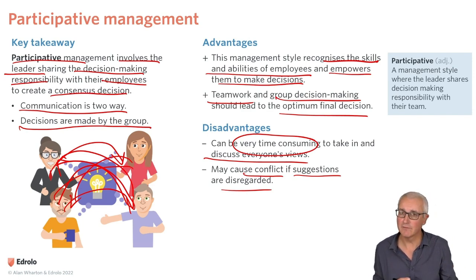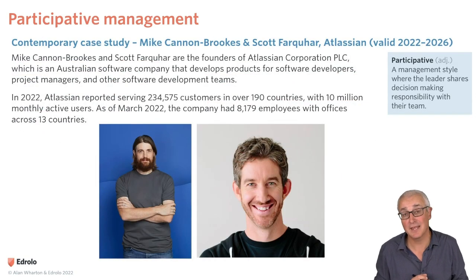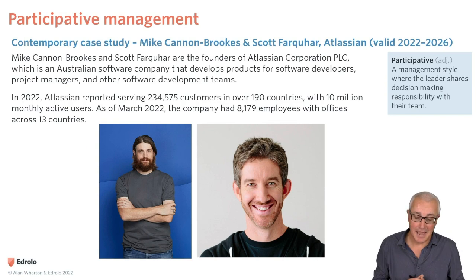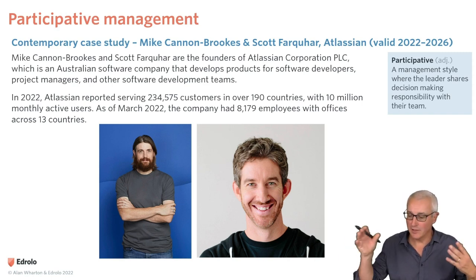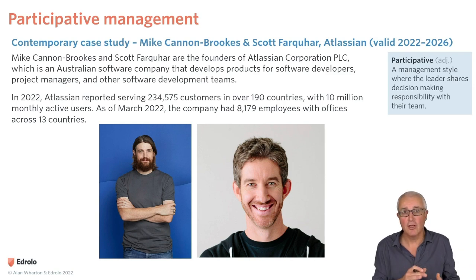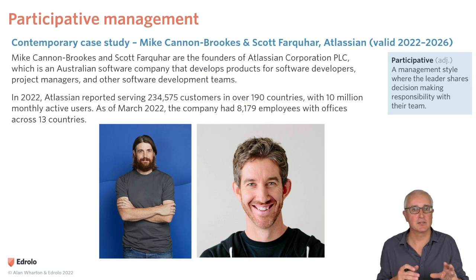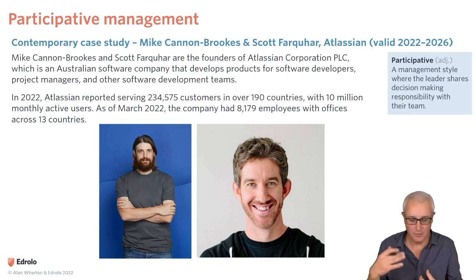So participative: decisions are made by the group, communication is two-way, sender and receiver. A contemporary example of participative management in action is Atlassian Corporation, the software design business. Mike Cannon-Brooks and Scott work together with loads of ideas. So you often find this style occurring in software businesses or creative marketing where you want loads of ideas. You want people to bounce off each other and add something special to it.